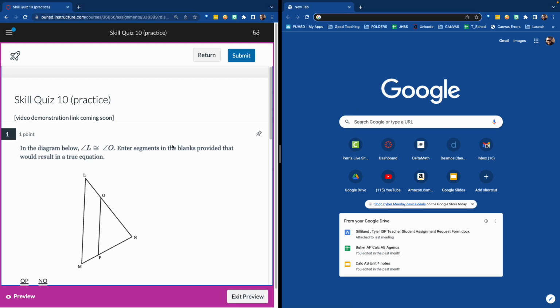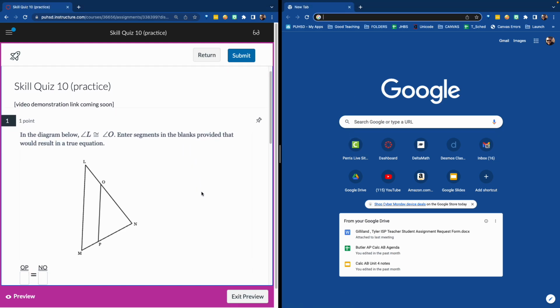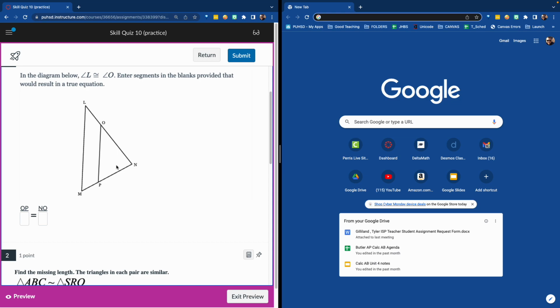Hello students, we're going to do a quick demonstration with the skill quiz for this week, talking through the different pieces. I also have a second window open here to do some of our calculations and equations. For the first one, we don't have to do any solving equations, but it is the first step to setting up an equation.